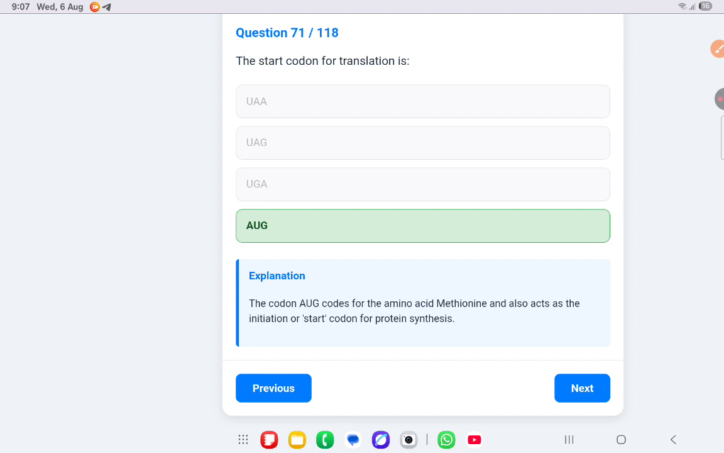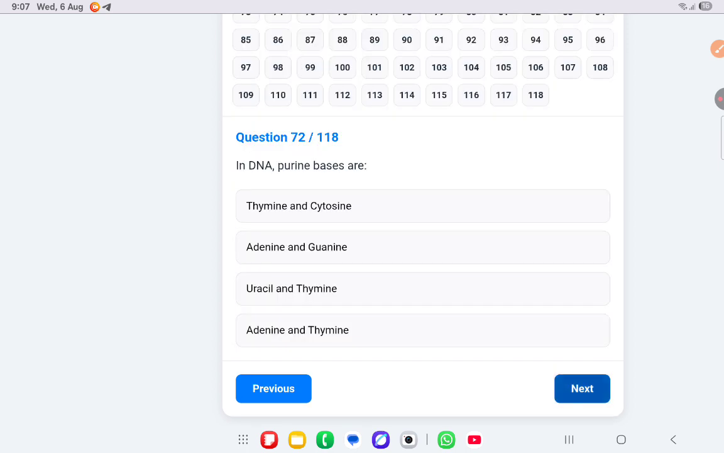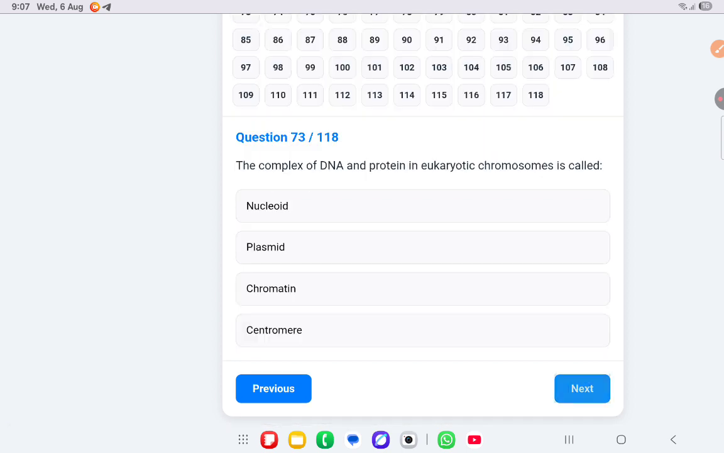AUG. Okay. Next, in DNA purine bases are adenine and guanine.